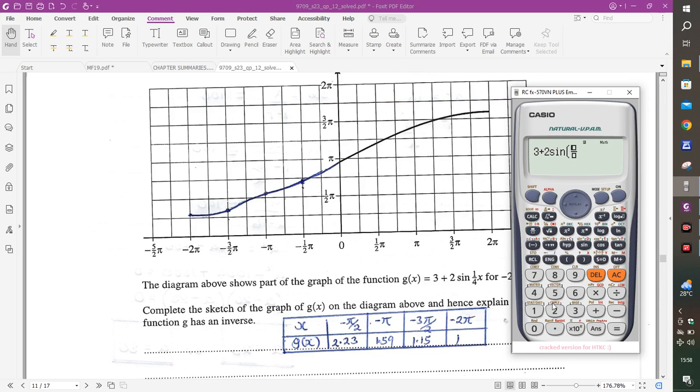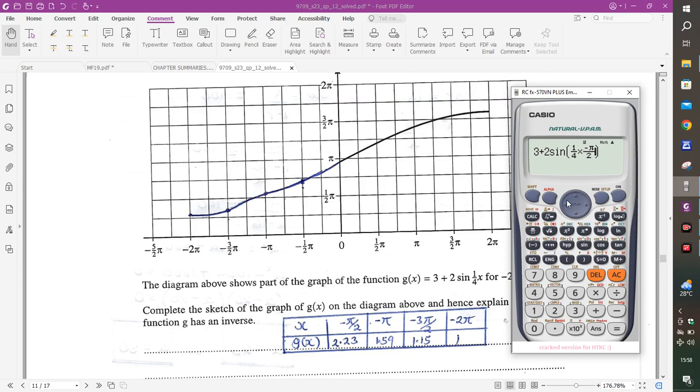So this is a quarter, I can say 1 over 4. And then times, so the angle, now we can put like negative pi over 2. I can just put another one there, and then I say negative, then shift, then pi, then over 2. So something like that, and then I press equals. So it is 2.23.